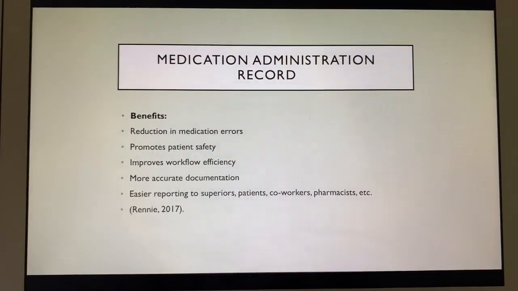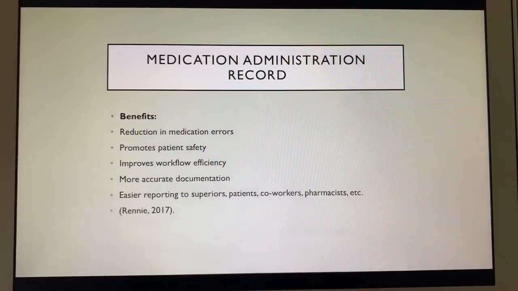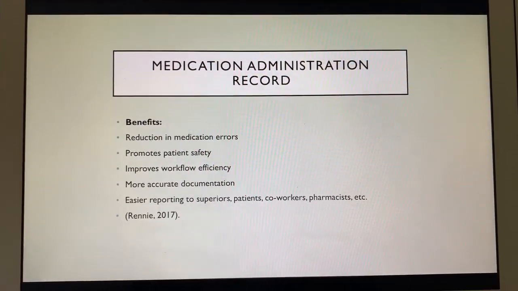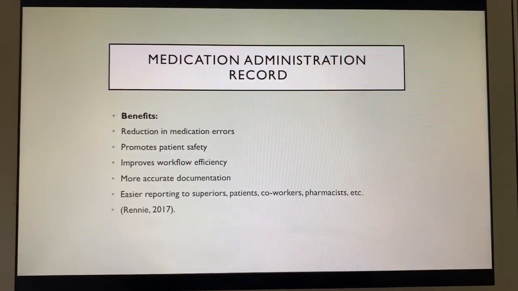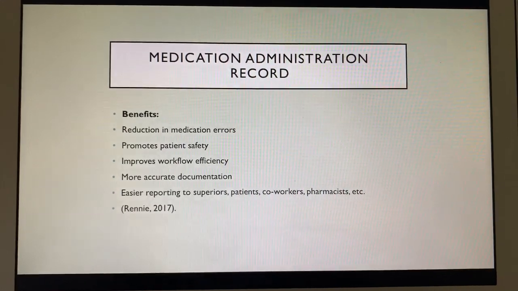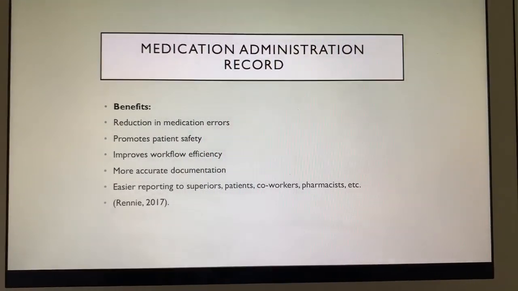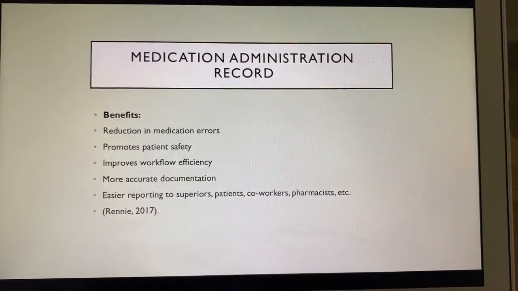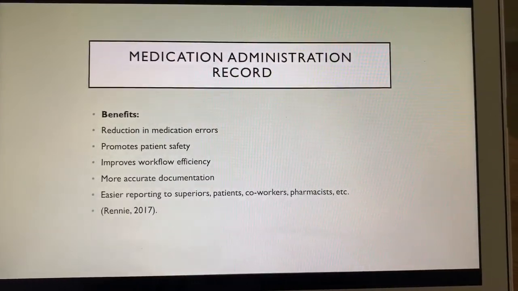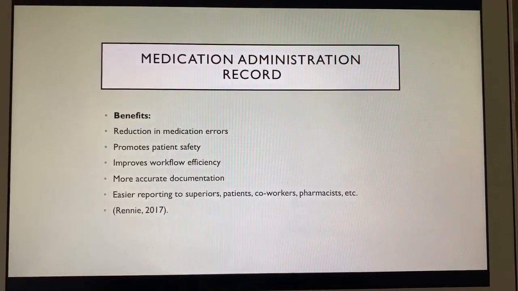And that's a really nice feature, being able to look back and see the exact time it was given, what their pain rating was at that time, and when we are able to give it again safely to our patients. And then it also provides us with easier reporting to our superiors, our patients, our coworkers, pharmacists, etc.